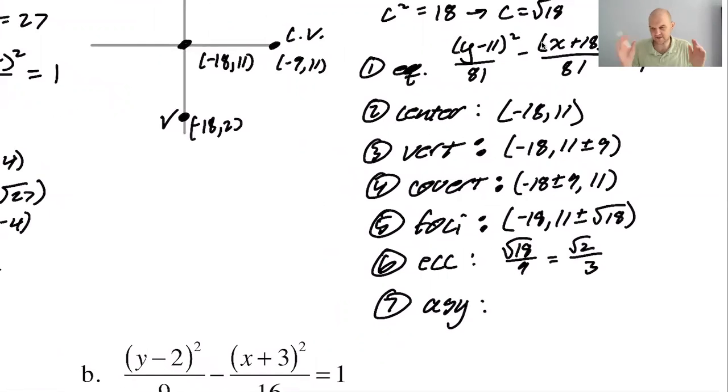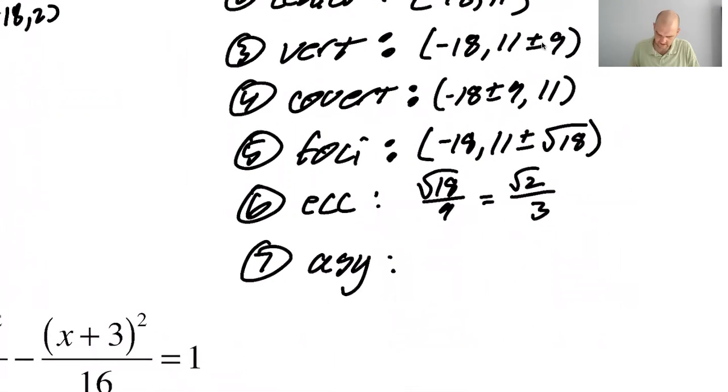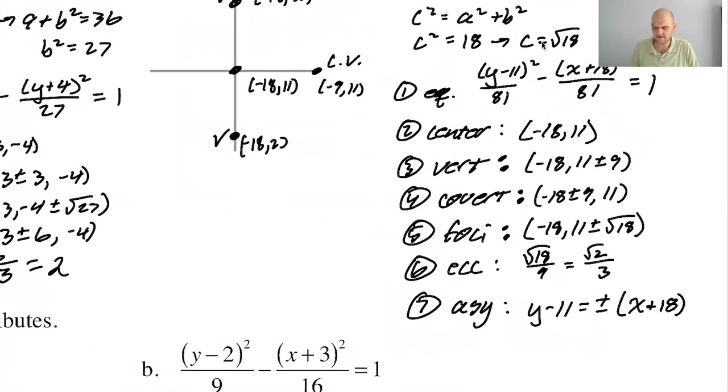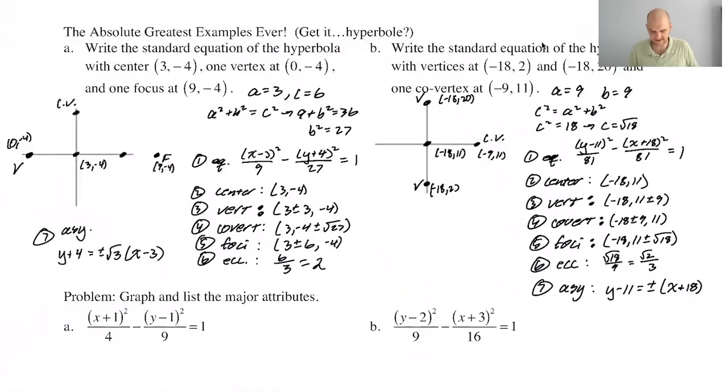Here you get some nice asymptotes, right? Because change this to a 0, which means this becomes your equal sign. Bring your 81 across. 81 over 81 is just 1. So we're going to get y minus 11 equals plus or minus x minus, nope, plus 18. Unless I had it wrong. Yeah, there we go.